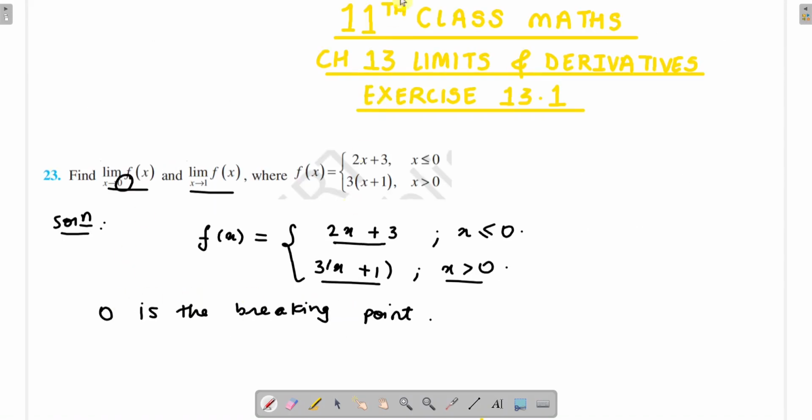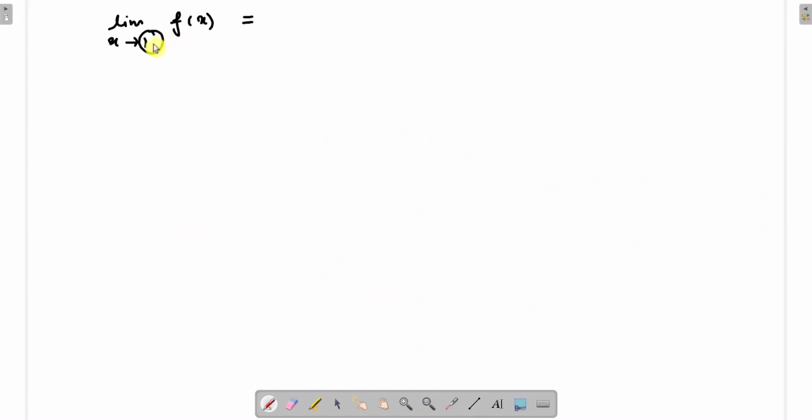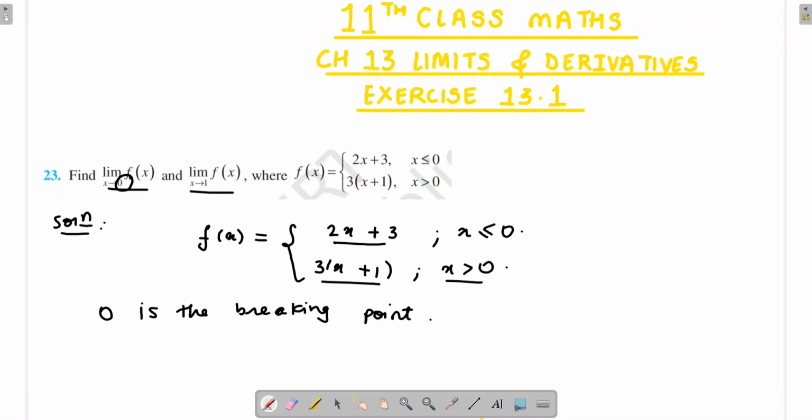If 0 is the breaking point, then you have to calculate the left hand limit and right hand limit. If there is a point which is not a breaking point, then while you calculate the limit, no need to calculate the left hand limit and right hand limit. So directly we will look at the limit x tends to 1 of f(x). You know that 1 is greater than 0. So what is the definition when 1 is greater than 0? 3 times x plus 1, right. When x is greater than 0, this is the definition.